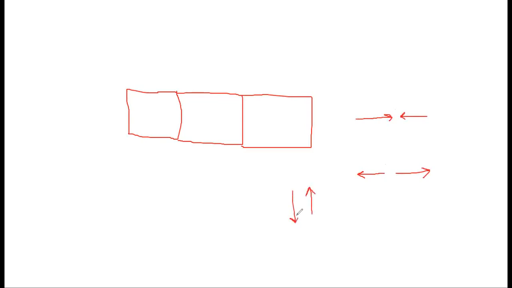What happens when two plates crash? When two plates collide with each other, crash like this, pushing into each other, what happens? Let's see.